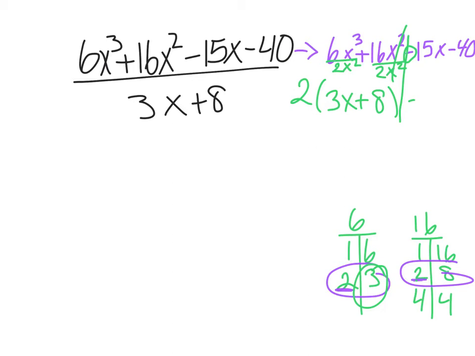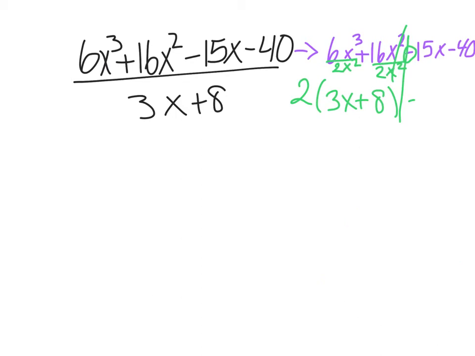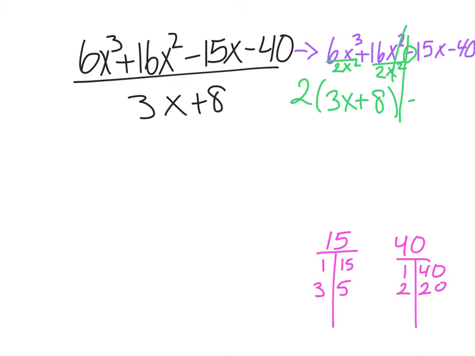No. So I'm going to make my little T-chart again. So my T-chart will now have a 15 and a 40. So 1 and 15, 2 doesn't work. 3 and 5 does though. Let's go to the 40. 1 and 40, 2 and 20, 3 doesn't work. 4 and 10, 5 does work. 5 and 8, 6 doesn't, 7 doesn't, so we're good.